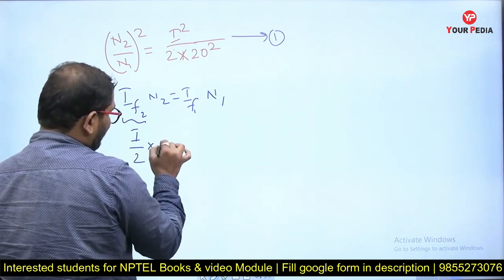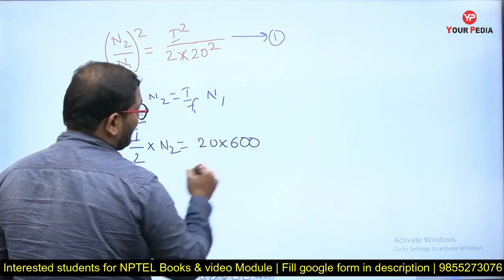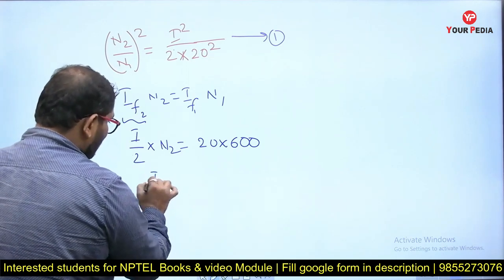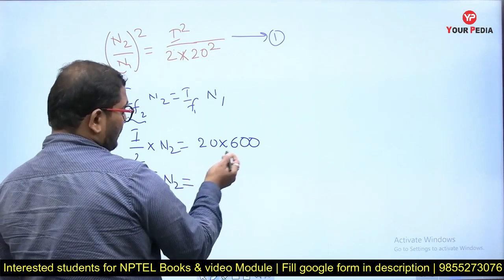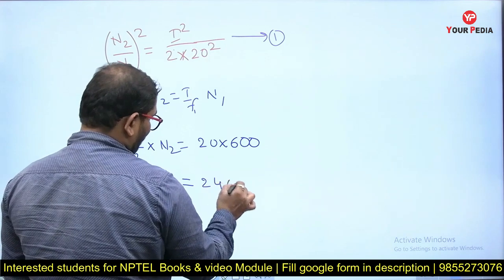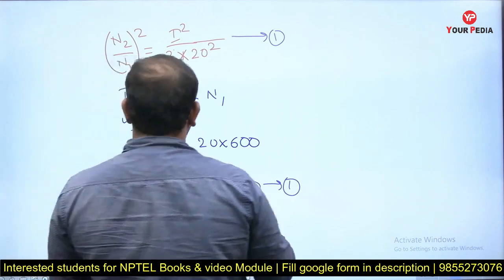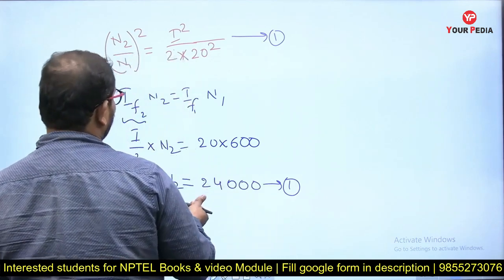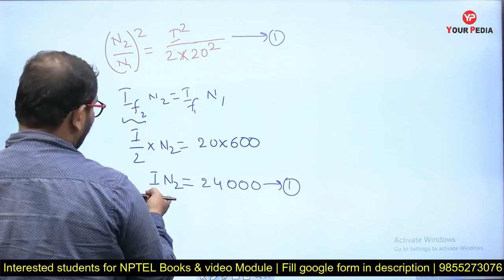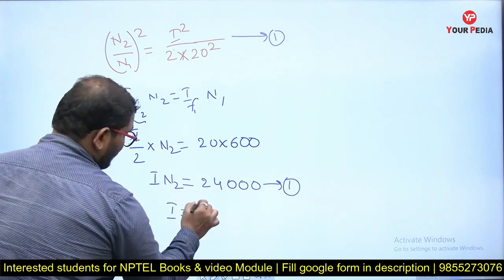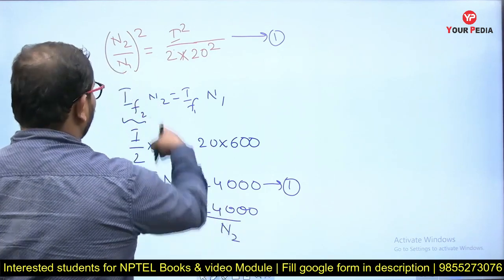What is N2? N2 we don't know. This is equal to, what is If1? It is 20 amperes. What is N1? It is 600 rpm. So from this, what is I into N2 value? It will be 20 into 2 is 40, 6 into 4 is 24, so 24,000 you will get. Yes or not? 24,000 we will get. Now we know these values. We need N2, right? So let me write I in terms of N2: 24,000 by N2. Now replace this I with N2 here.